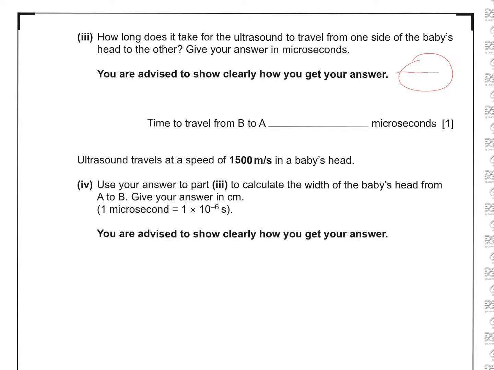So the waves travel on, then they reflect, and they come back. So that extra time, that 120 microseconds, corresponds to a there and back journey. So going across just from one side to the other is going to be half of that. So you've got your 120, and then you divide that by 2 to get 60 microseconds.